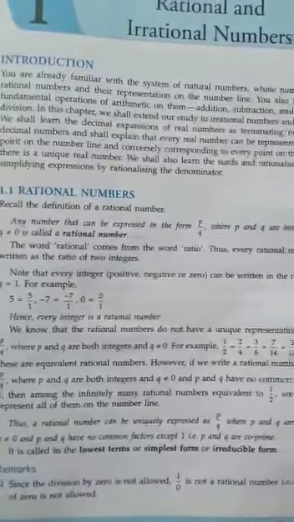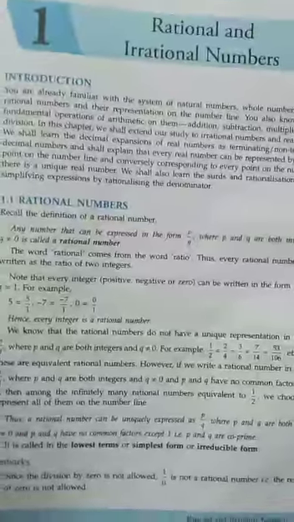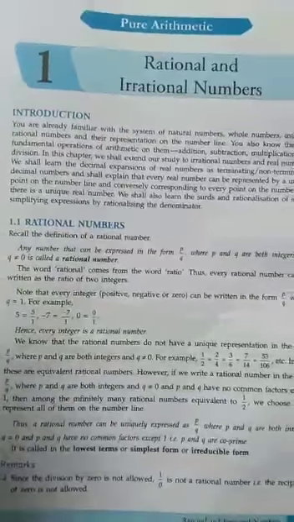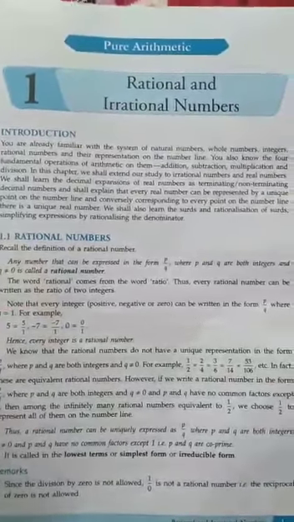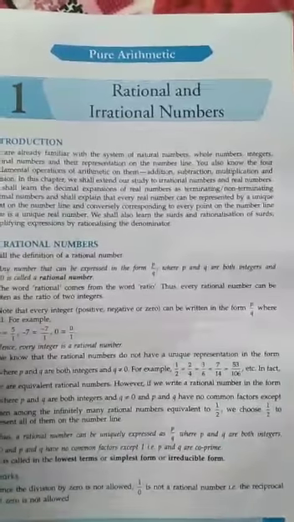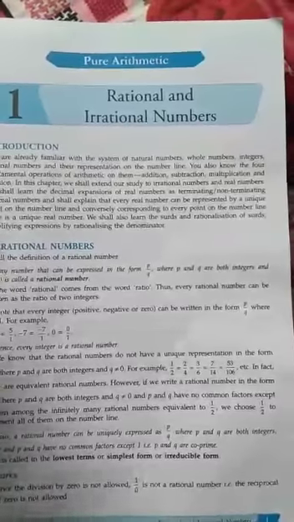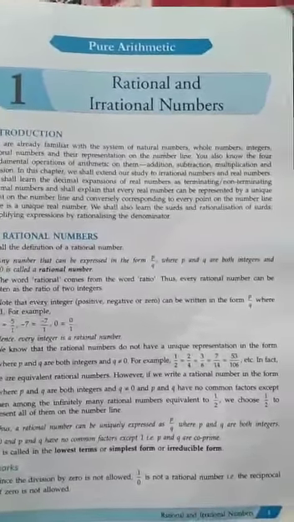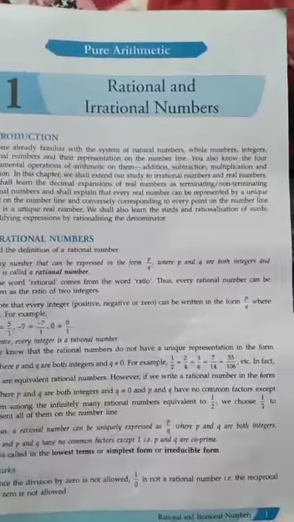Can we say that the reciprocal of 0 is a rational number? Can we say that? No. Why? Because division by 0 is not allowed. We can write 0 as 0 by 1, so the reciprocal of 0 will be 1 by 0, and we know that any number divided by 0 is not defined. So we cannot say that the reciprocal of 0 is a rational number. We can't say that.